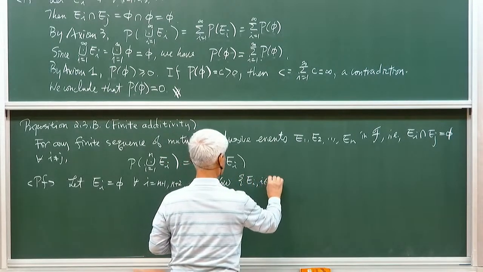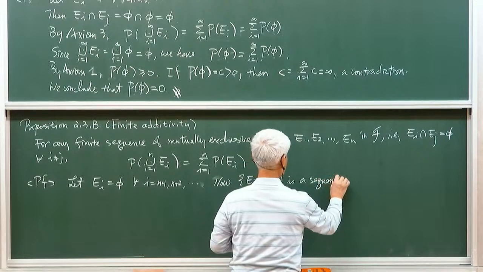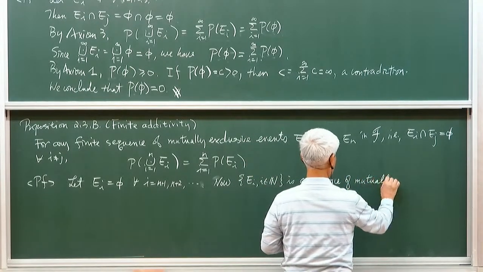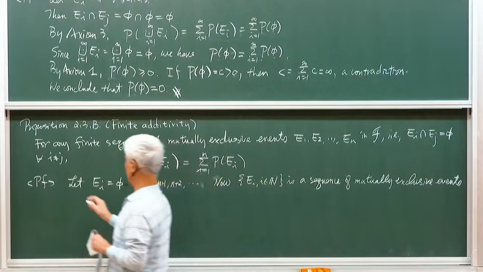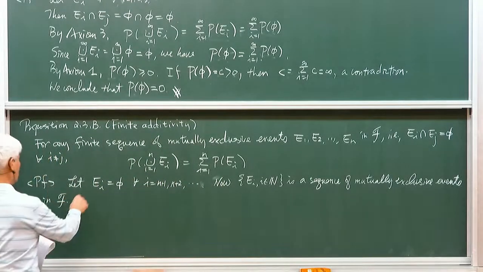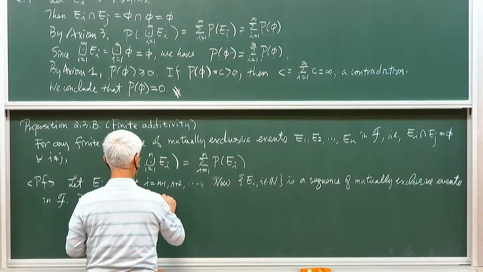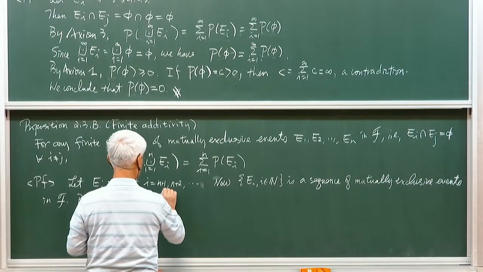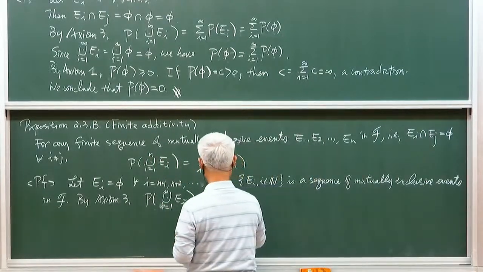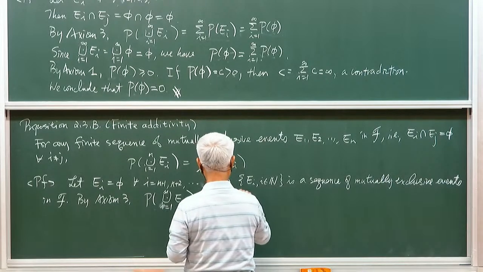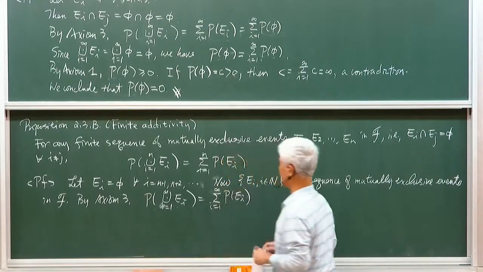So E sub i is a sequence of mutually exclusive events in F. By axiom number 3, the disjoint union has probability equal to the sum of the probabilities of each E sub i for i from 1 to infinity.